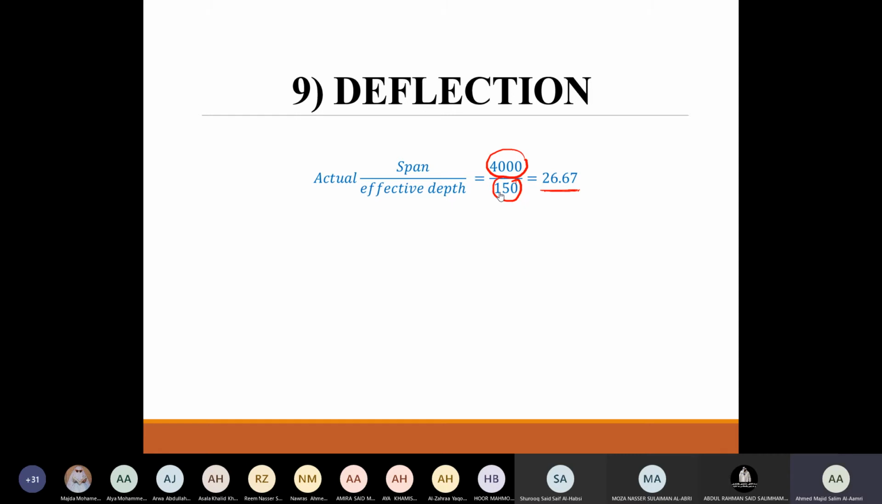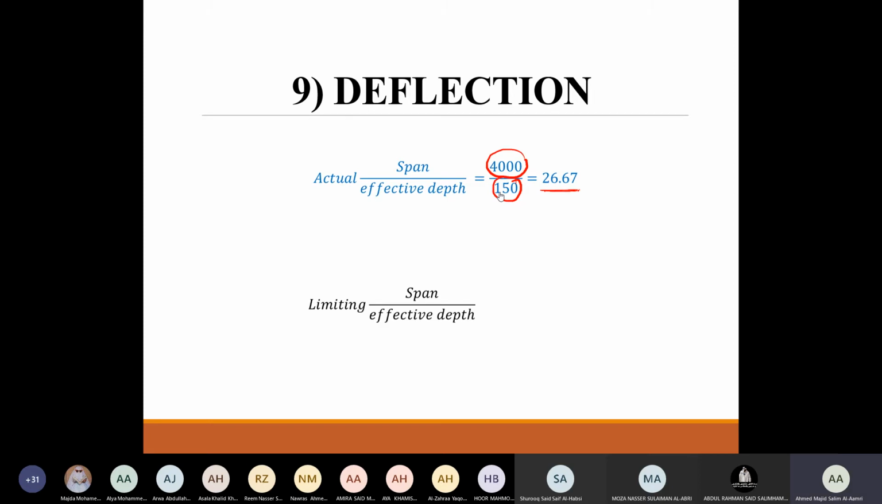The actual span by effective depth, or whatever we have done till now, is that the span is 4000, which is x, divided by 150, because we are designing for x, if you remember. If I'm taking x into consideration, the depth should be for x as well. That's why I used 150, I didn't use 140. So 4000 divided by 150 is going to give you 26.67. This is the actual. Now I need to check how much is the limit.